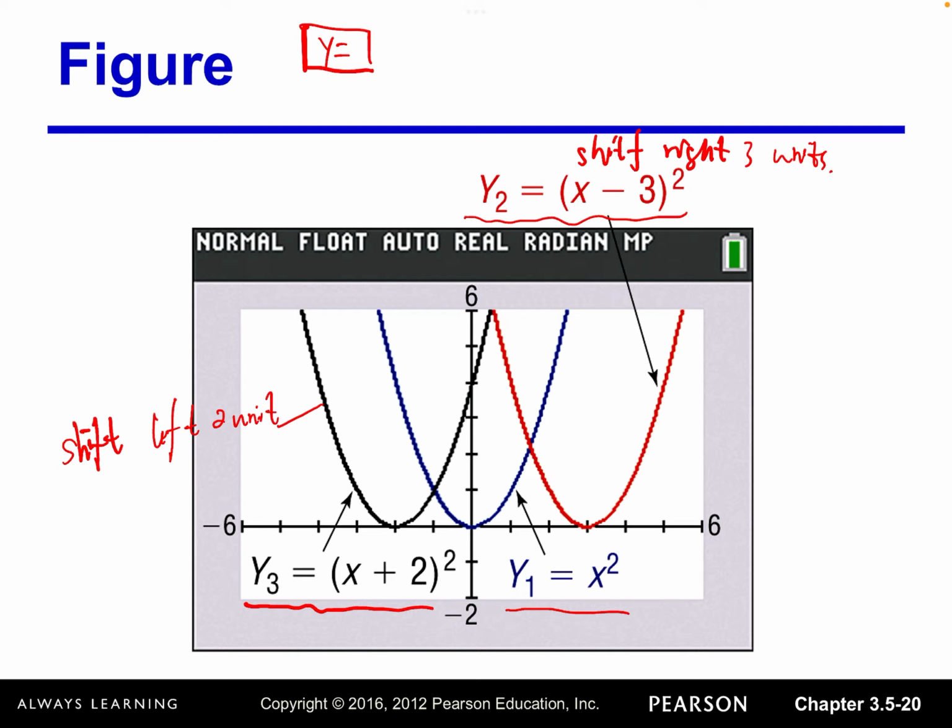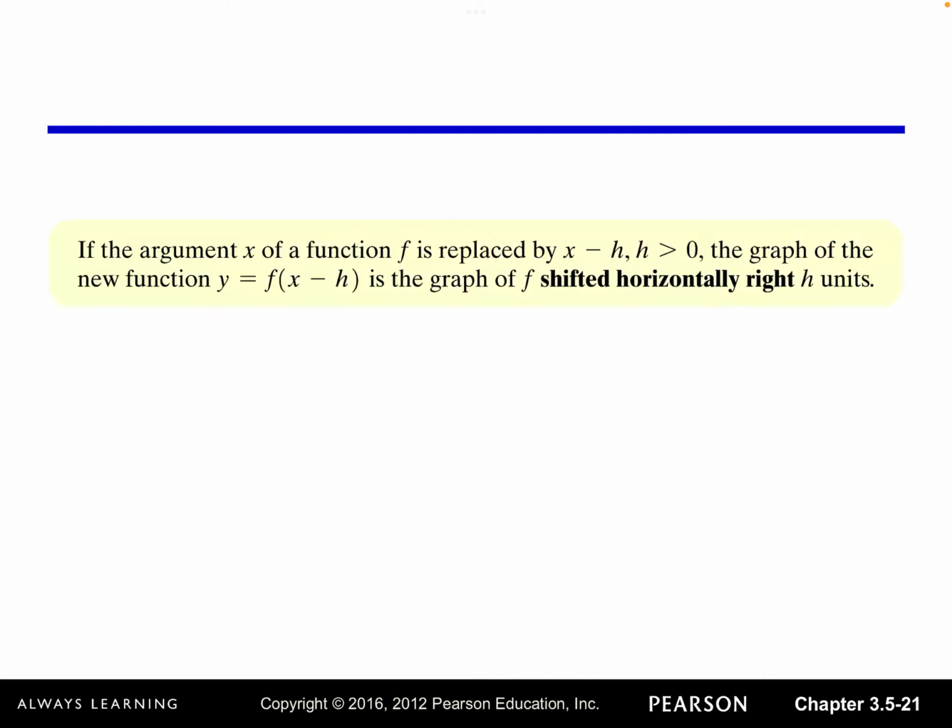All right, so that's all the horizontal shift we've done. We talked about both the vertical shift and horizontal shift. And then to summarize, if the argument x of a function is replaced by x minus h, if h is greater than 0, the graph shifts horizontally to the right-hand side h units. And if it's x plus h, which is x minus negative h, then the graph shifts horizontally to the left-hand side h units.